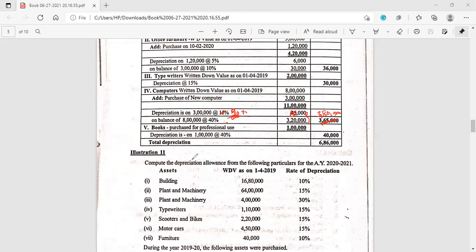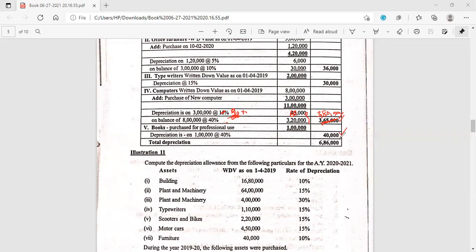Then the fifth block is books. Books for professional use as well as annual publications, both will fetch the same rate of depreciation, that is 40%. Straight away on 1 lakh at the rate of 40%, we'll be getting 40,000. So total amount of depreciation will differ by 15,000. Okay. So while making the total, be careful.